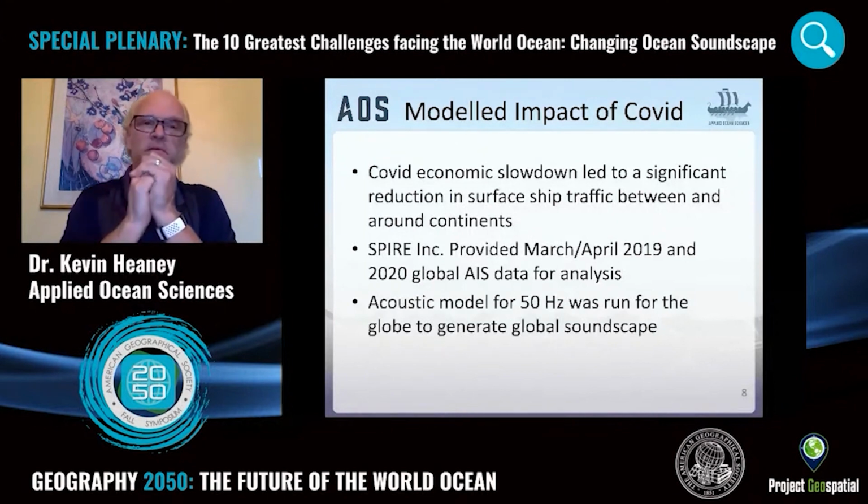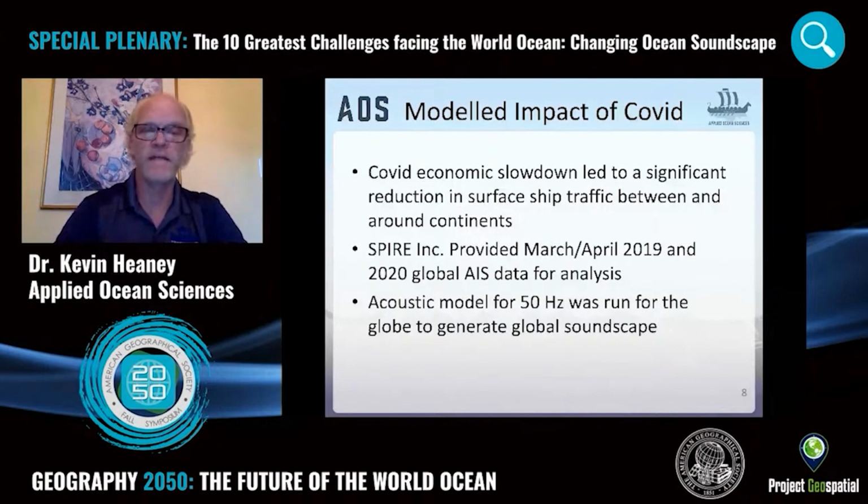Actually, these might be slightly in the wrong order, but I'm going to show you the impact of COVID, where there's also a significant drop in the number of ships due to reduced economic activity. Spire provided the AIS data. AIS is a global positioning beacon for each ship, and we have March and April for 2019 and 2020. The acoustic model was run from every source out at 50 hertz, and then we've merged them together to get the ocean soundscape.